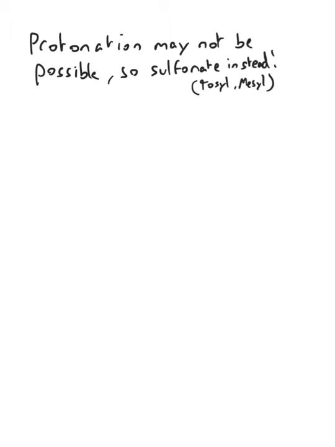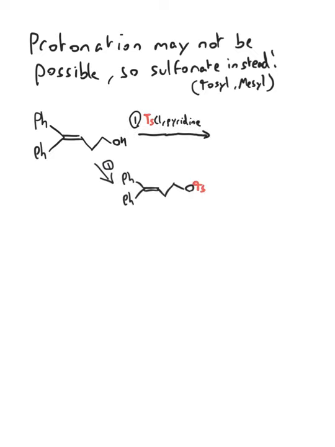Sometimes protonation is just not possible. Maybe there is a double bond that we can't expose to a strong acid, or maybe there's a functional group that is reactive with acids. Maybe there's a base in there. Either way, if protonation isn't possible, we use sulfonates instead. The first step will involve converting the alcohol to a sulfonate using, say, a tosyl chloride in pyridine, followed by the source of our halogen in an aprotic solvent to give us our product.